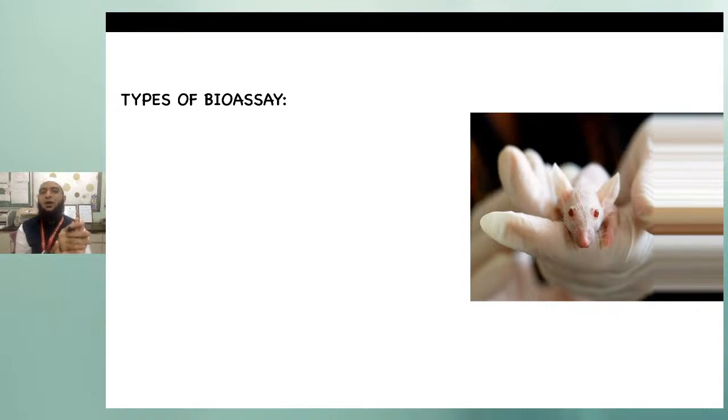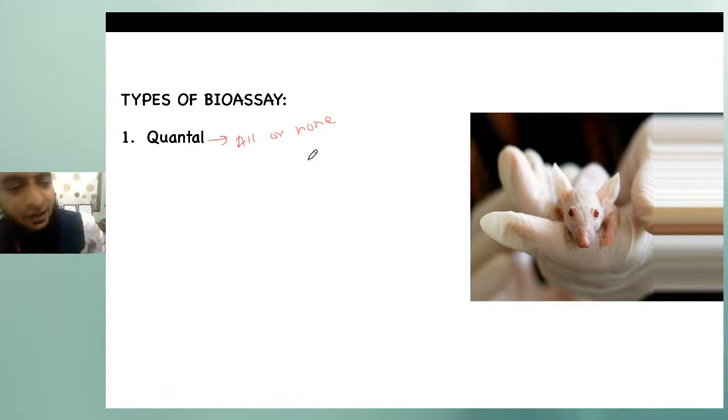Now let's quickly see what the types of bioassay are. There are different types of bioassay. First, it is the quantal. Now what do you mean by quantal bioassay? In very simple words, you must remember that the quantal bioassay is also called the all or none bioassay. Okay, all or none bioassay. Let's take an example. We have just now seen the example of digitalis.